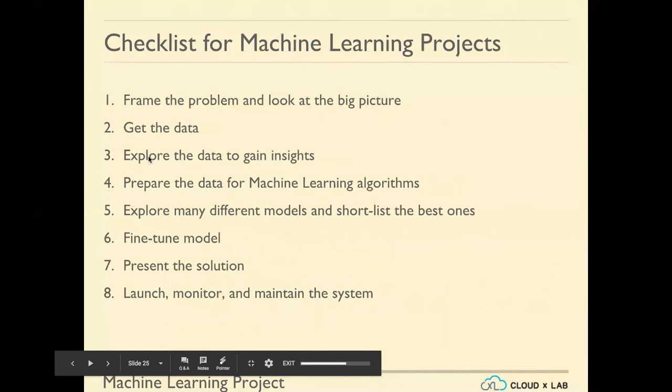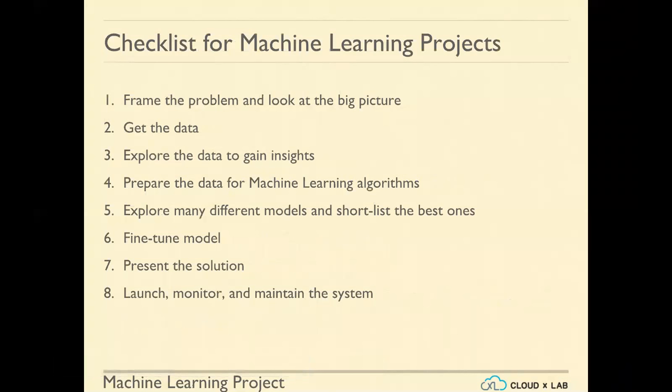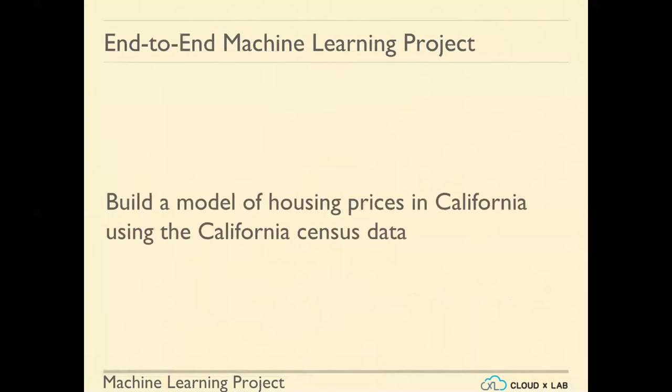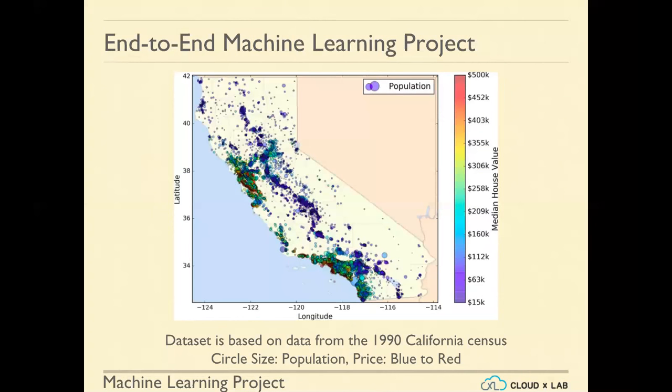All right, so these are the steps that we are going to follow one step at a time. First of all, let's take a big picture. We're going to build a model of housing prices in California using the California census data. We have the prices of houses in California, and we would like to build a model that can predict the price of a house given the details. This is the objective of the end-to-end project.